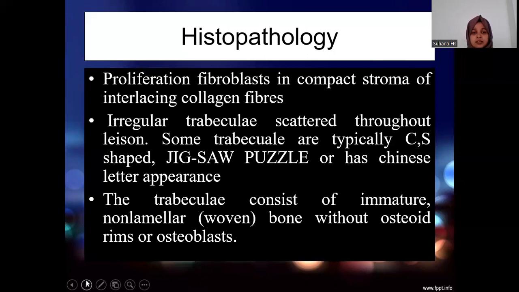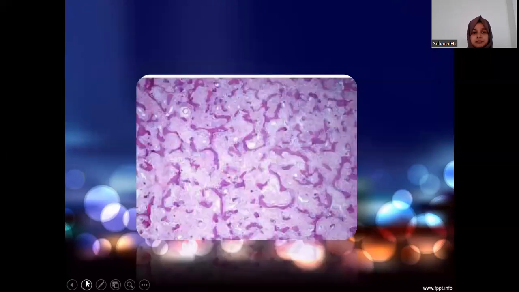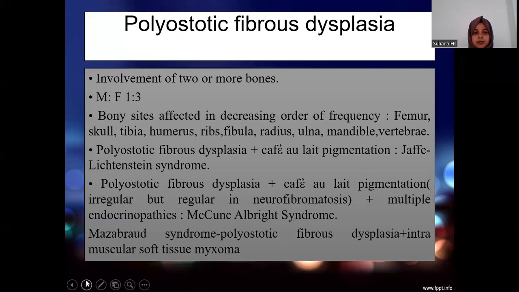The trabeculae consist of immature non-lamellar bone without osteoid rims or osteoblasts. Trabeculae are mainly of woven type, that is, it is immature bone and hence it does not have a proper osteoid or rimming of osteoblasts. This is the picture showing the characteristic Chinese letter pattern appearance of fibrous dysplasia.